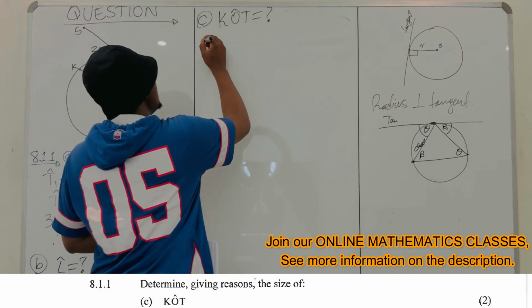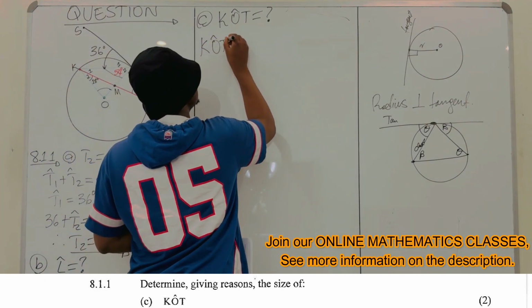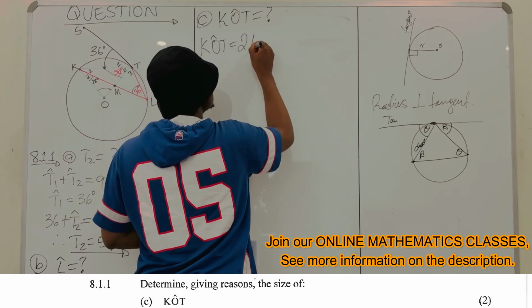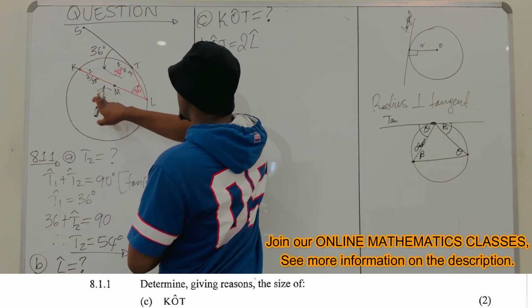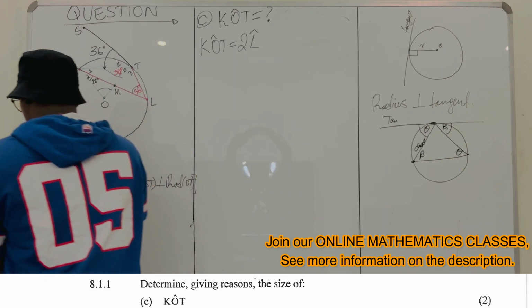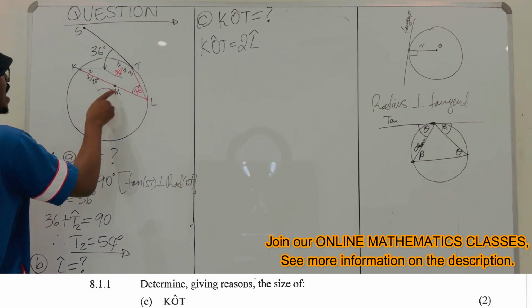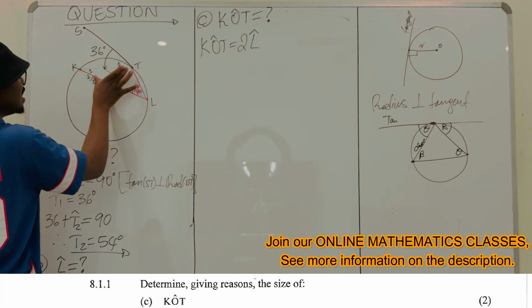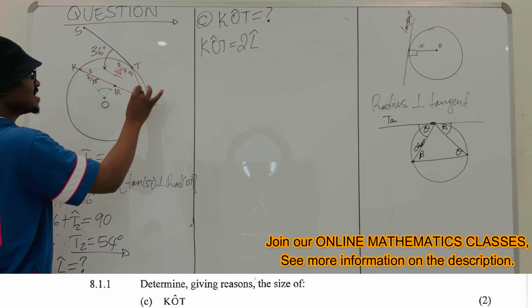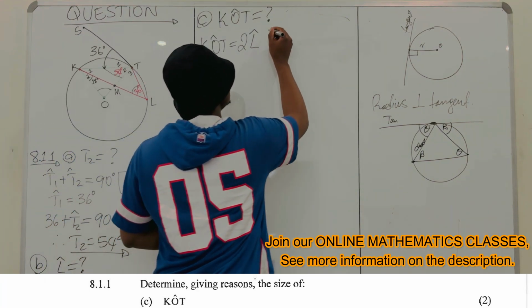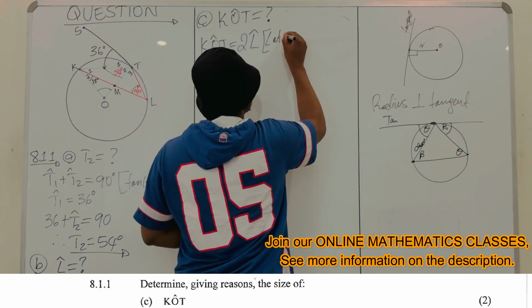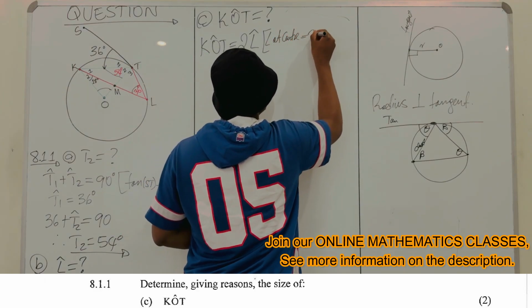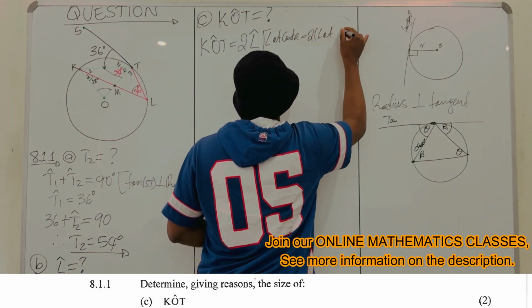So you say your angle O is 2 times the angle at the circumference. The angle at the circumference is L. So the angle at the center is twice the angle at the circumference, because you can see that angle O and L are subtended by the same chord KT. The angle at the center is 2 times that at the circumference.